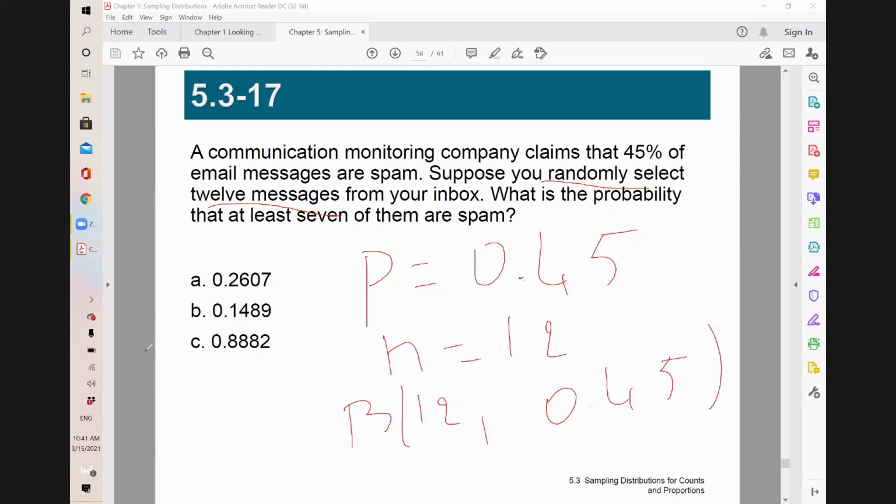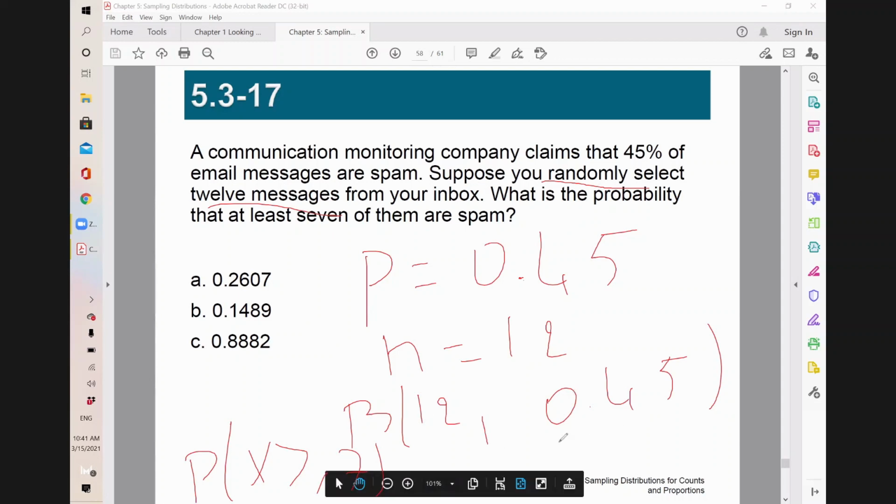He requests the probability that at least 7 of them are spam. Then we have to evaluate the probability of x at least 7, meaning 7 or more: probability of x more than or equal to 7. What is x? X is a binomial distribution where n equals 12 and p equals 0.45. I think this is in the table.